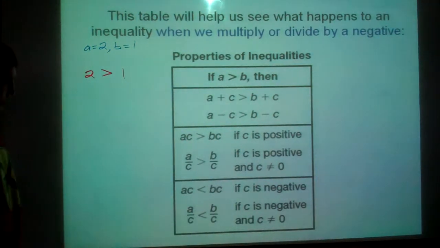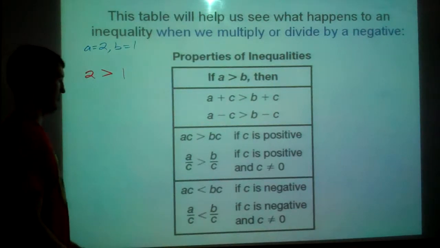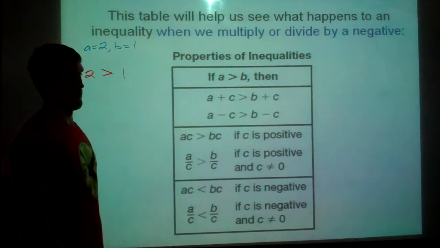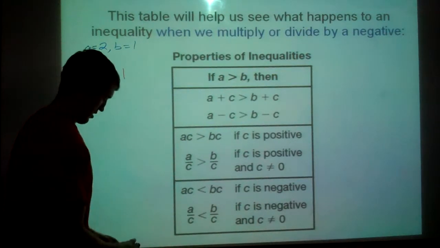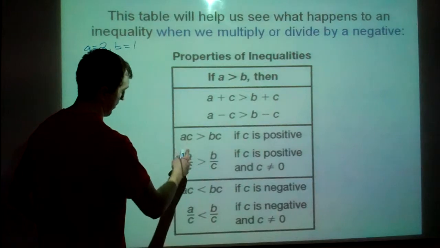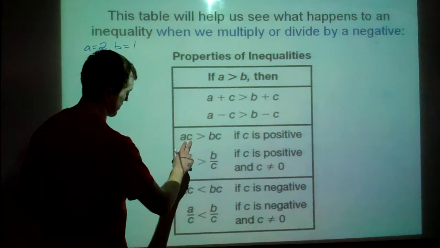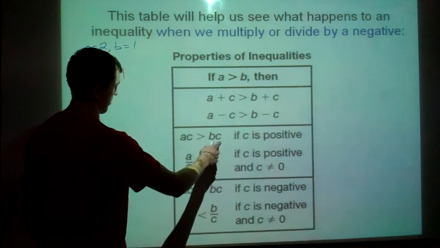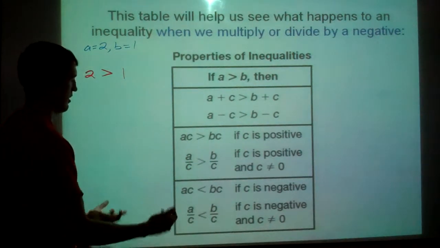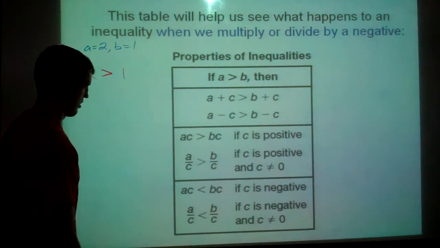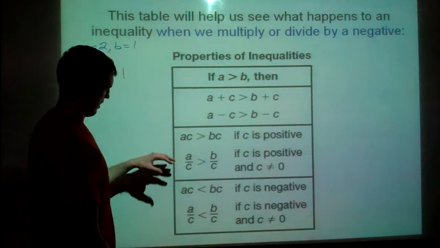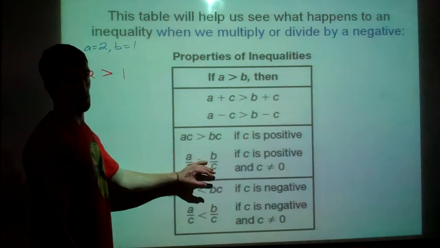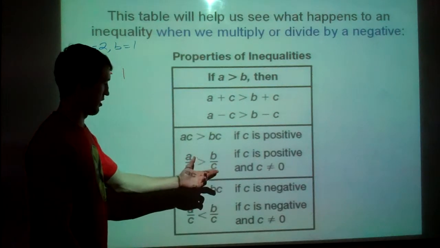Let's try this. Now this we have to use a positive C. If we multiply by the same number and A is bigger than B, then that should also be true. Let's make C 3 again. 2 times 3 is 6. 1 times 3 is 3. So 6 is bigger than 3. That makes sense. Same thing if you divide by the same number. Let's use 2 and 3 again. 2 divided by 3 is 2/3. 1 divided by 3 is 1/3. 2/3 is bigger than 1/3.